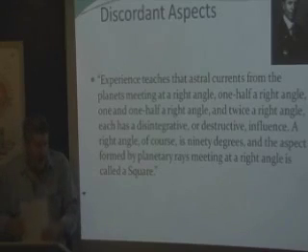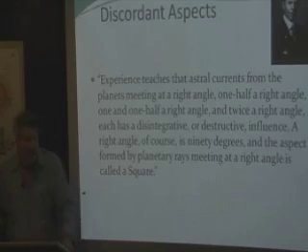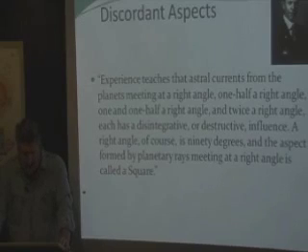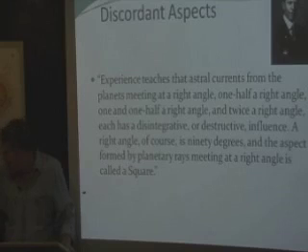Are you all catching on through this process? This is, to me, the really interesting part of astrology, is putting this stuff together. Experience teaches that astral currents from the planets meeting at a right angle, 1/2 a right angle, 1 1/2 a right angle, and twice a right angle, each has a disintegrative or destructive influence. A right angle, of course, is 90 degrees, and the aspect formed by the planetary rays meeting at a right angle is called a square.